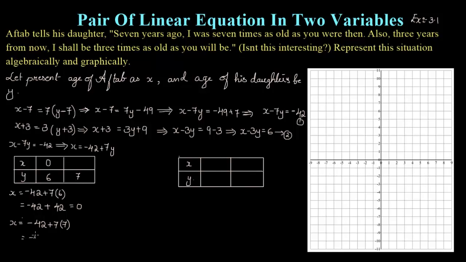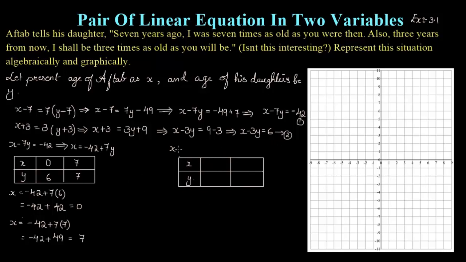So now you are going to have here minus 42 plus 49. 7 7s are 49, right? So how much are you going to get? One is negative, one is positive. You will be subtracting and writing the bigger number's sign. So you will be having here 7. So for y 7, you got the value of x also 7. Right? So in the same way, we need to find the points for the second equation as well.